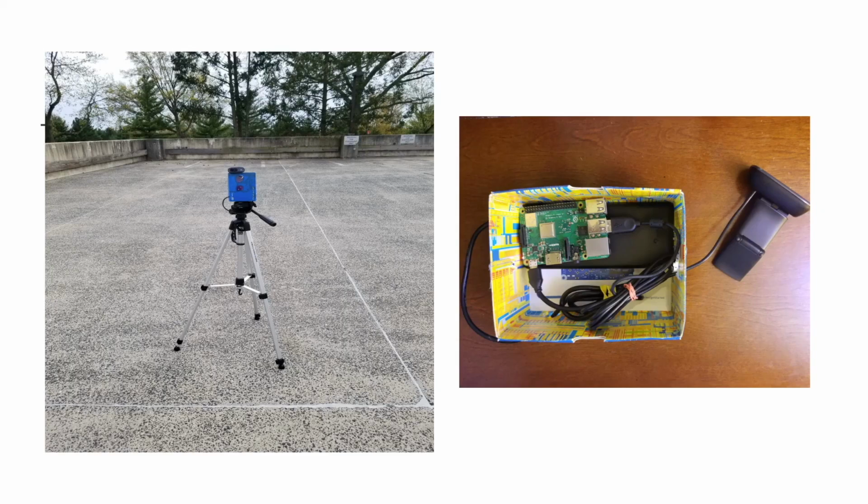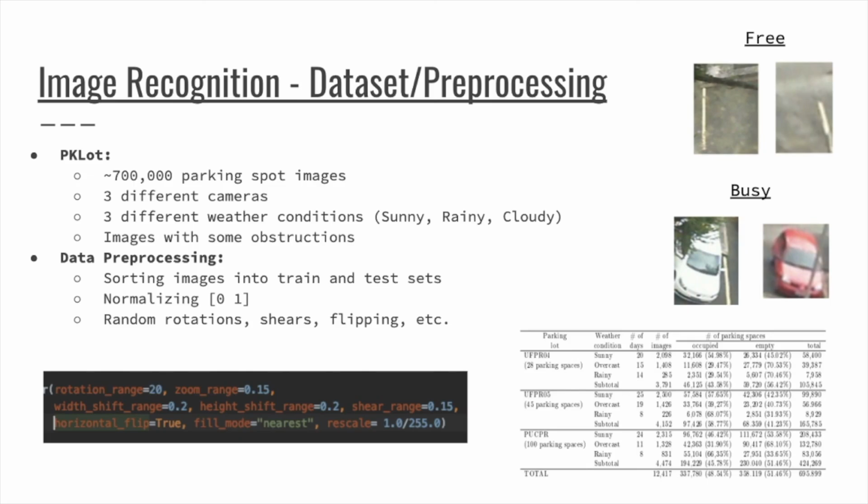This allowed us to get a fixed position and a high vantage point to see the parking lots. For the image recognition portion of our project, we utilized an open source database called PKLot. PKLot contained around 700,000 parking spot images from 3 different cameras, from 3 different weather conditions, while also containing some images with obstructions.